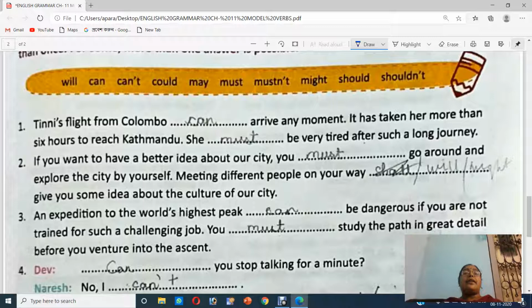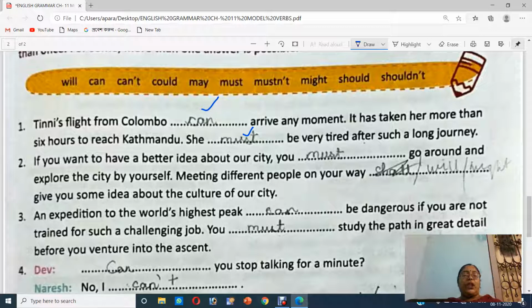See, Tinny's flight from Colombo can arrive. I'm just giving a tick here so that you all understand. Okay. Can arrive any moment. It has taken her more than 6 hours to reach Kathmandu. She must be very tired after such a long journey. Okay, so number 1 done.